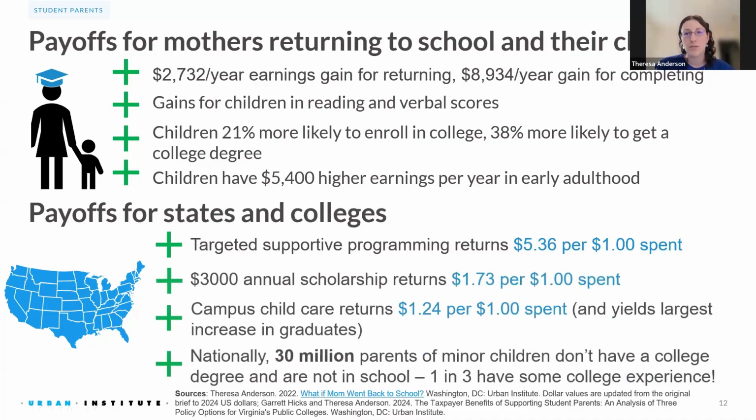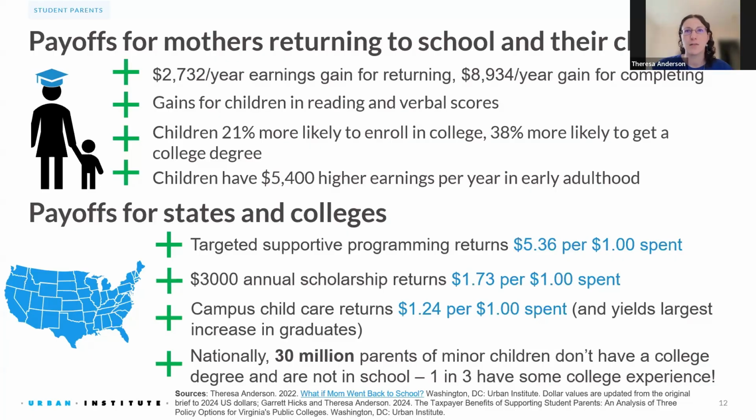We also see payoffs for states and colleges. So we did an analysis looking at the effects of investing in student parent supports in the state of Virginia and saw that targeted supportive programming, kind of similar to the CUNY ACCT model, if you all are familiar with that, had a return on investment of $5.36 for every dollar spent, which is an enormous return on investment. If you took that to Wall Street, everyone would jump on it.